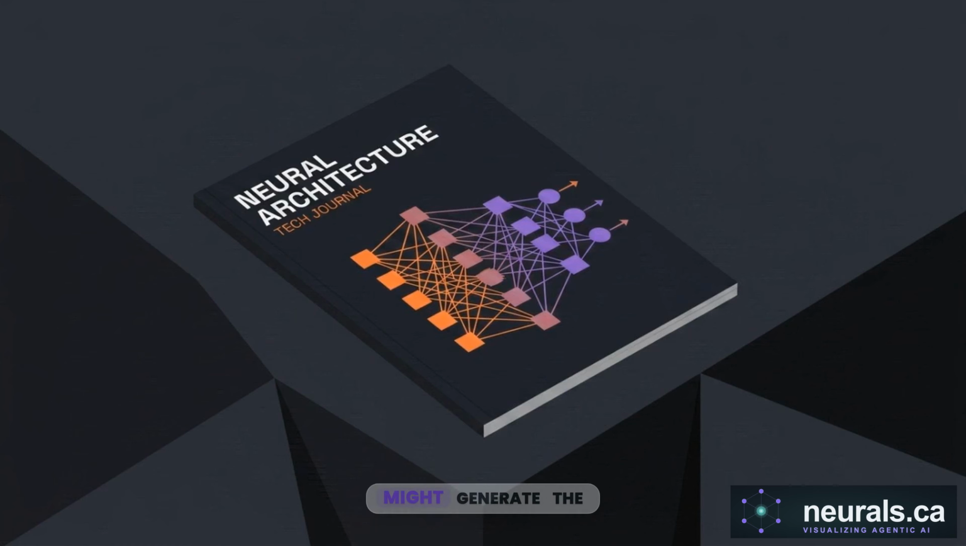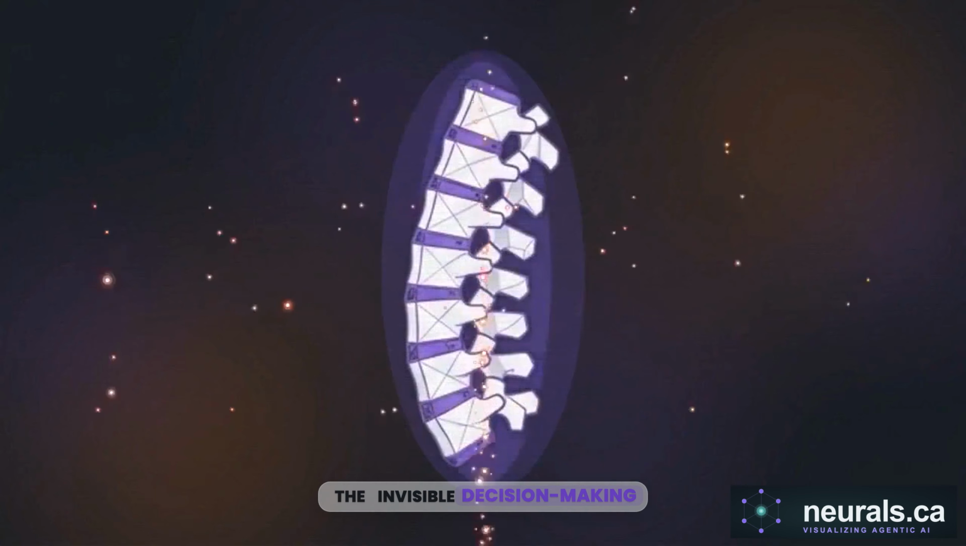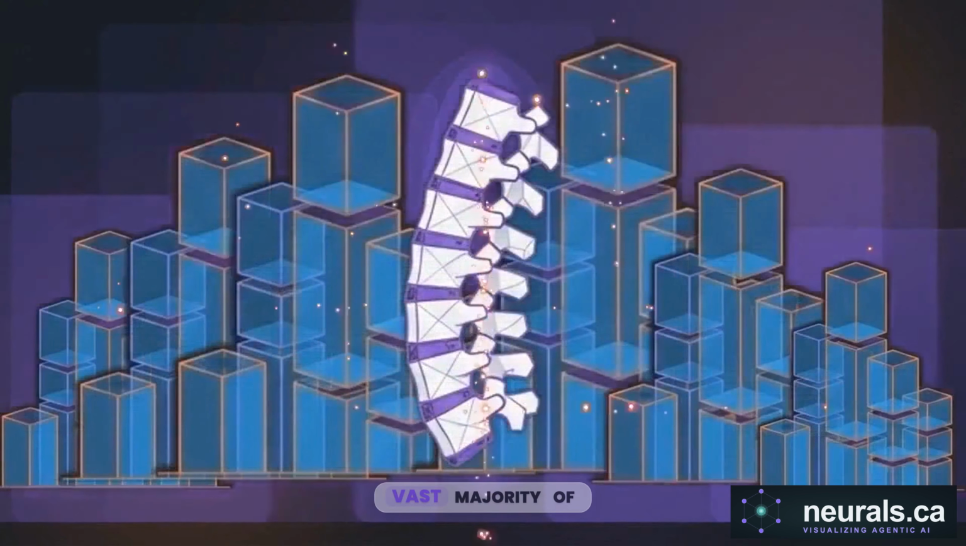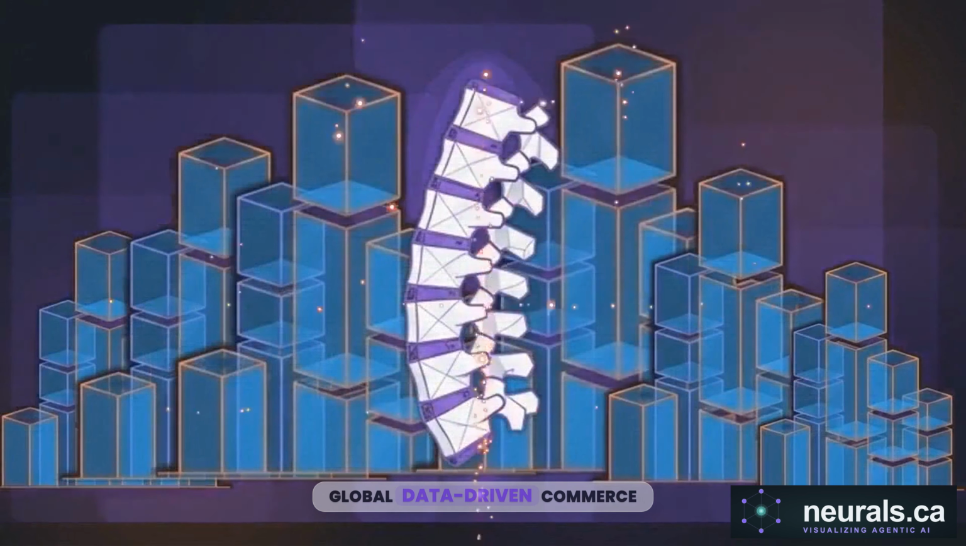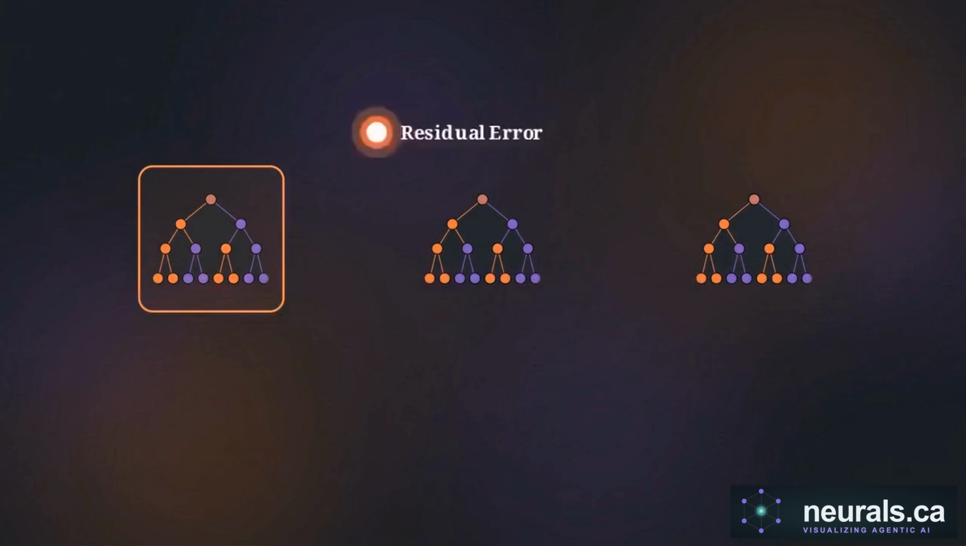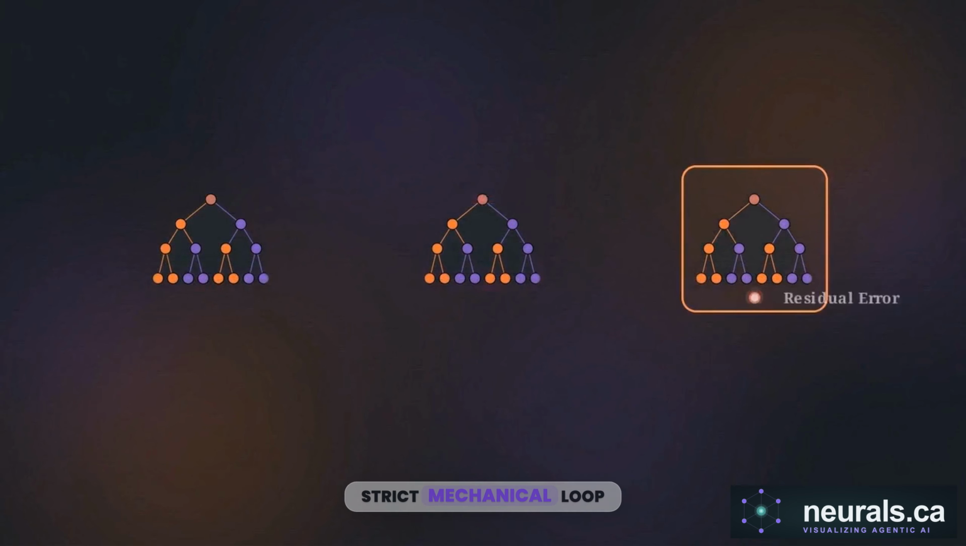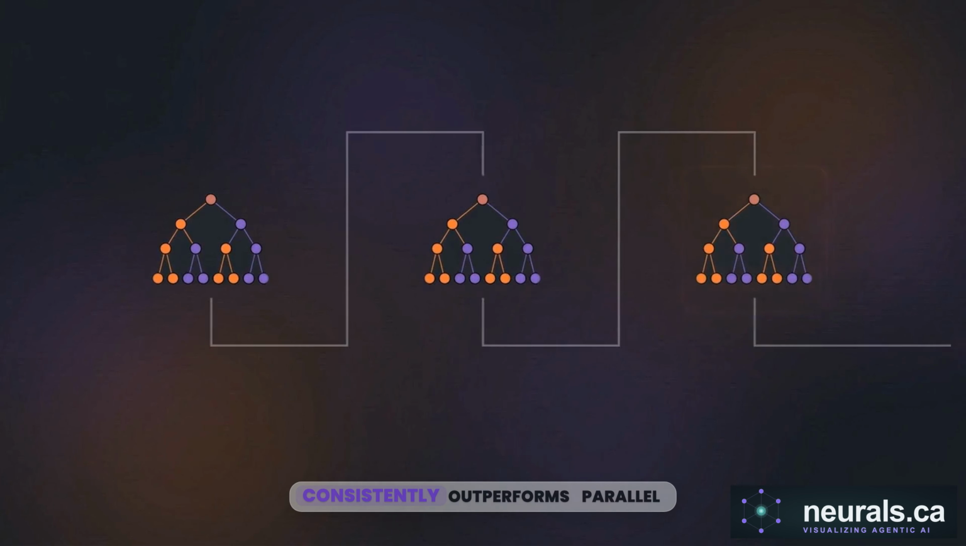Deep learning might generate the most press, but gradient boosting forms the invisible, decision-making backbone for the vast majority of global, data-driven commerce. This relentless, sequential bias reduction forces the model to continually attack its own weaknesses. That strict mechanical loop is why XGBoost consistently outperforms parallel ensembles.